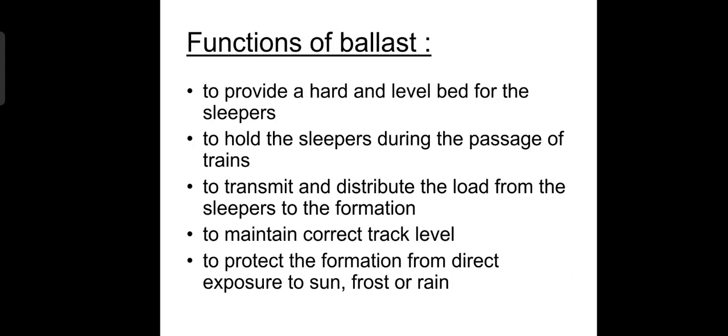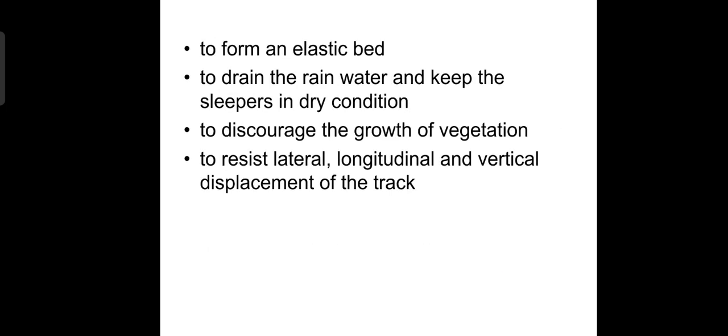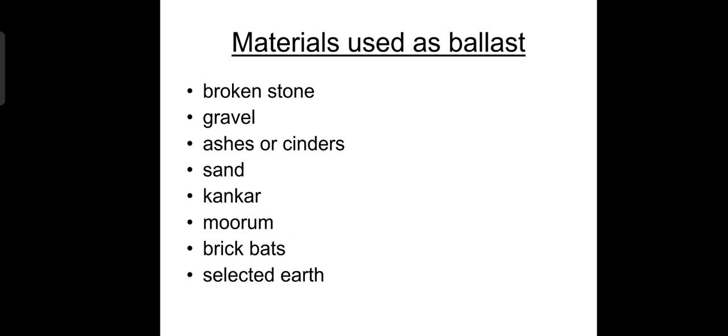Ballast. Functions of ballast: to provide a hard and level bed for the sleeper, to hold the sleeper during the passage of train, to transmit and distribute the load from the sleepers to the formation, to maintain correct track level, to protect the formation from direct exposure to sun, frost and rain, to form an elastic bed, to drain the rainwater and keep the sleepers in dry condition, to discourage the growth of vegetation, to resist lateral, longitudinal and vertical displacement of the track. Materials used as ballast: broken stone, gravel, ashes or cinders, sand, kankar, moorum, brickbats, selected earth.